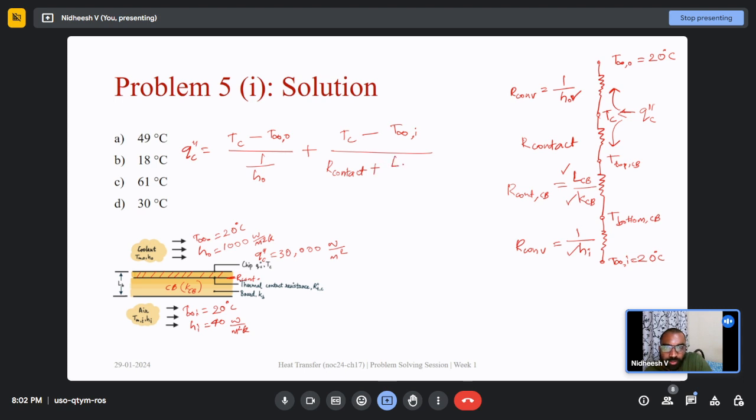Length of circuit board by thermal conductivity of circuit board plus 1 by. Hi. Can I write it like this? Yes, sir.